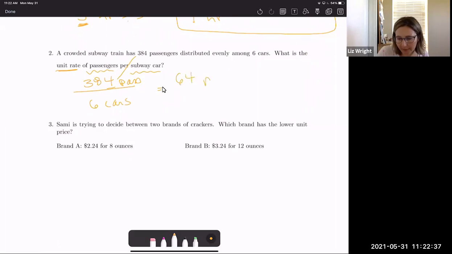So it's going to be 64 passengers per 1 subway car. And that is our unit rate. Again, it's a unit rate because our denominator is 1.